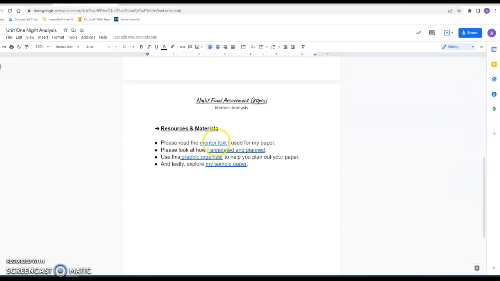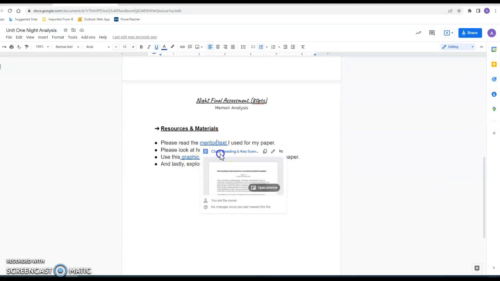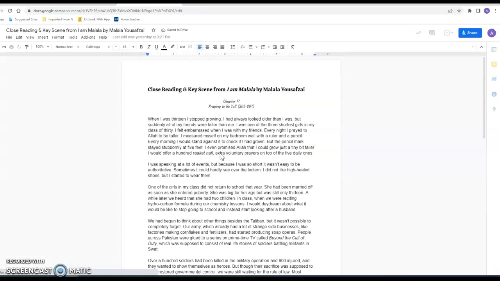So I would ask that you read this. This is a memoir. It's from a book called I Am Malala. It's written by Malala, who is a young girl who is an advocate and an activist for education, especially for young girls. She is from Pakistan. She was unfortunately a victim of a Taliban execution attempt. It failed. She was shot in the head, but she survived.